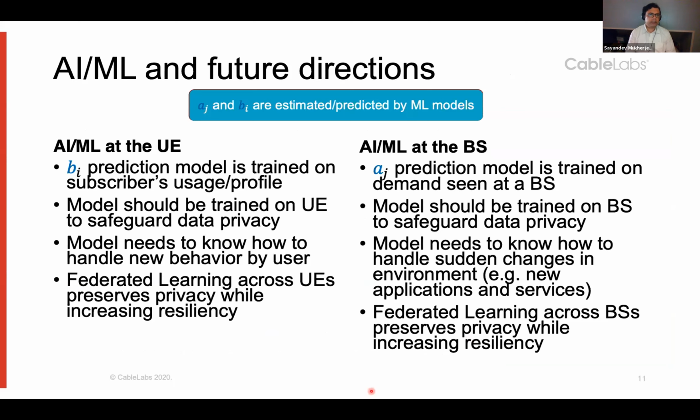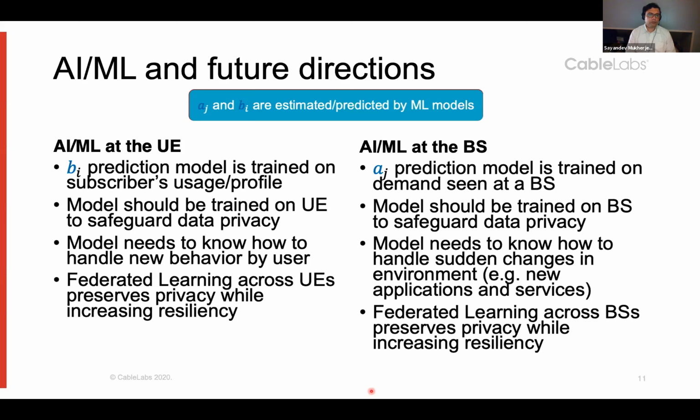Let's look at the UE first. There's a B prediction model. It's trained on the subscriber's usage or profile. So this is what allows for personalization. This is specific to that subscriber. However, this also brings up privacy issues. The model should be trained on the UE itself, because that's one surefire way to safeguard data privacy.